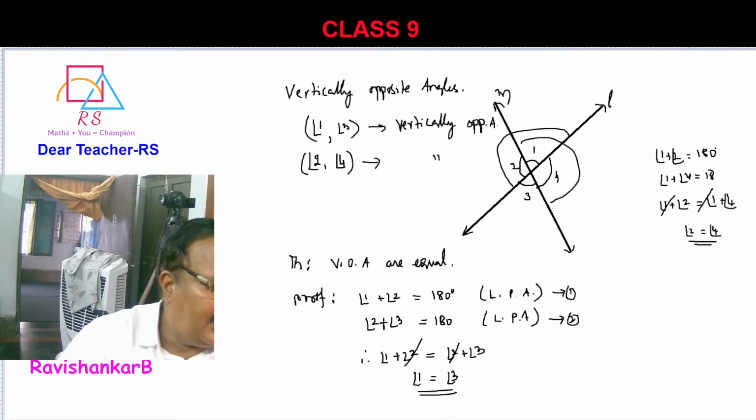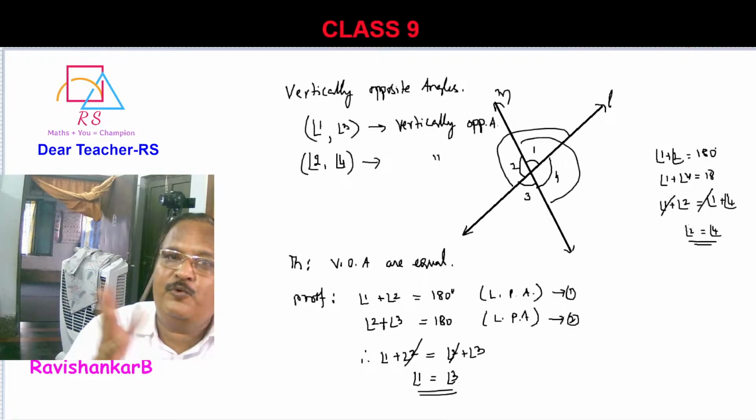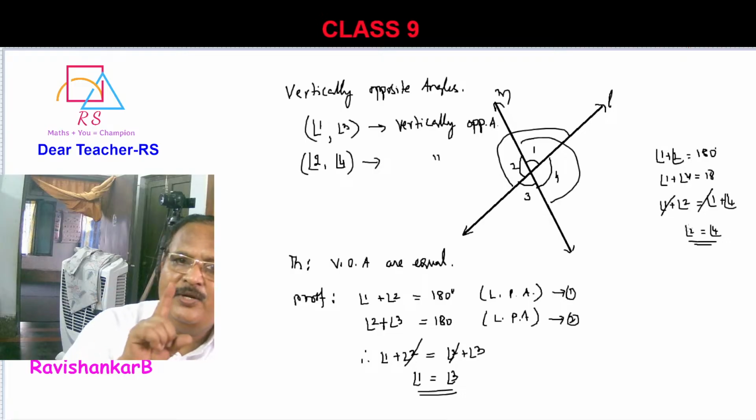In the examination, how will it be given? Prove that each pair of vertically opposite angles is equal. Then you have to prove both pairs equal. Suppose it is asked only to prove that vertically opposite angles are equal, you can do one. Similarly, we can prove the second also. But you have to understand the question very clearly.